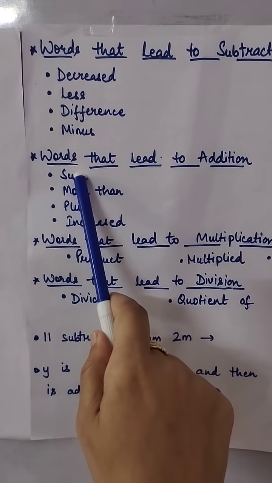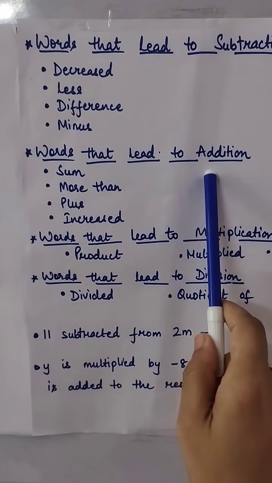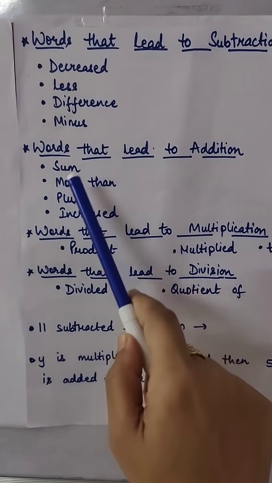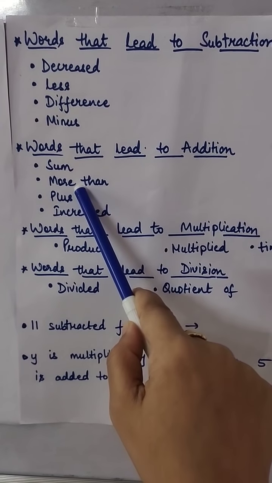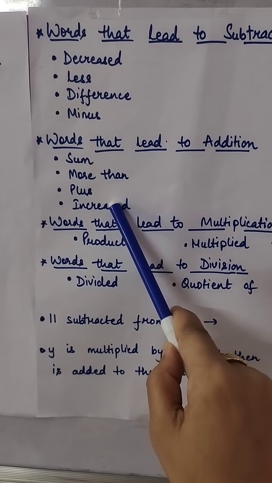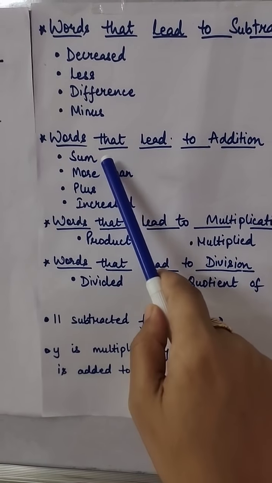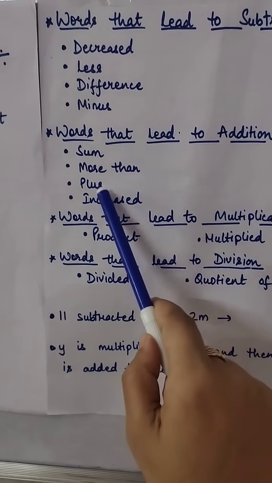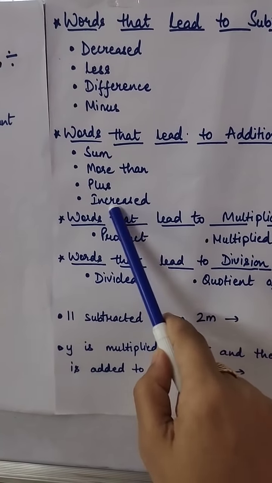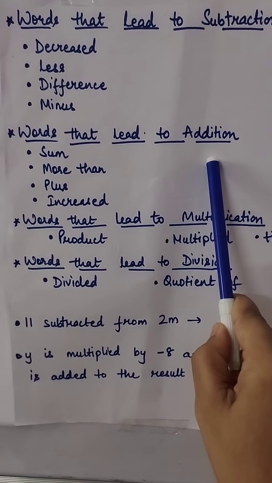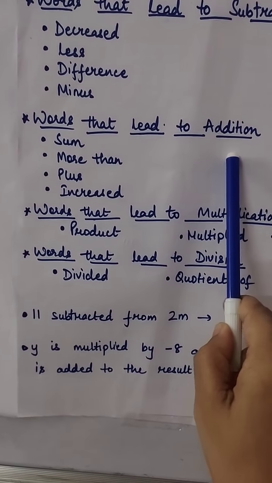Now come to addition. Words that lead to addition are sum of x and y, y more than x, y plus x, and y increased by x. So when we use sum, more than, plus, or increased, then we know that we are doing addition. The operation that we have to use is addition.